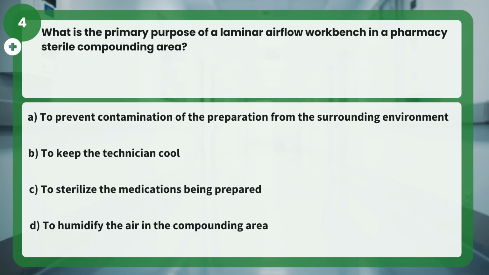Question 4. What is the primary purpose of a laminar airflow workbench in a pharmacy sterile compounding area? A. To prevent contamination of the preparation from the surrounding environment. B. To keep the technician cool. C. To sterilize the medications being prepared. D. To humidify the air in the compounding area.